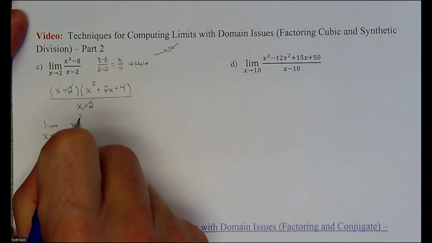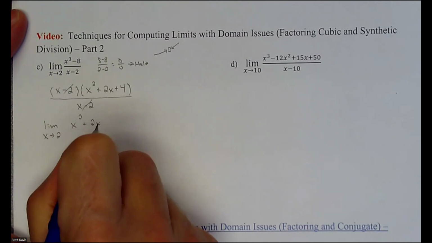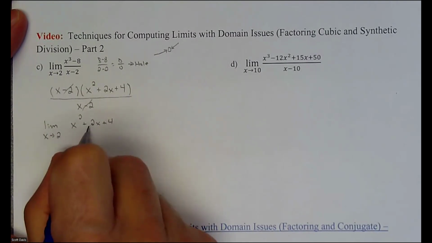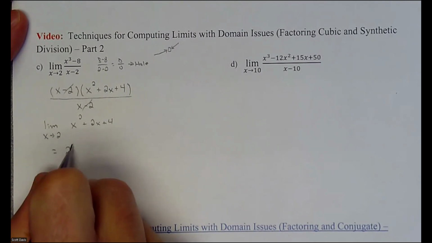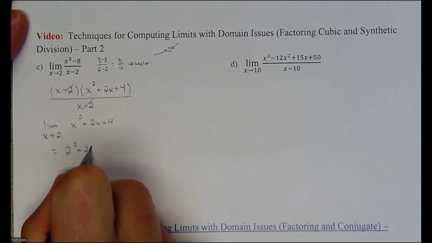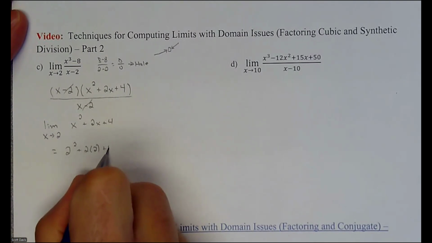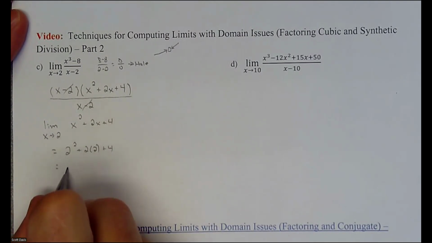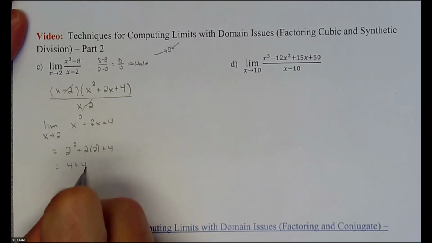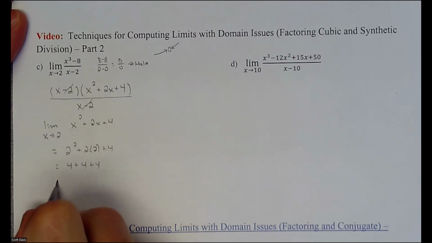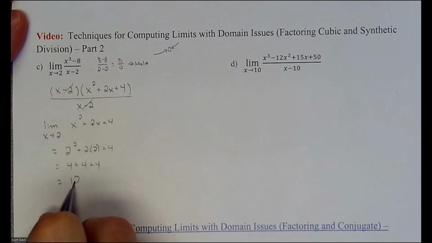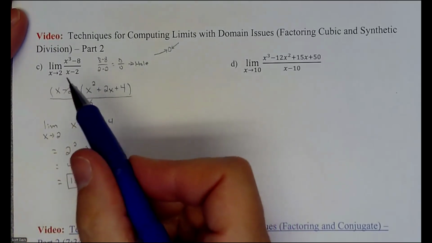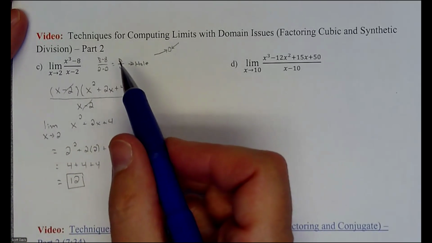So we have x squared plus 2x plus 4. Now we don't have any issues. We'll plug it in: 2 squared plus 2 times 2 plus 4. That's 4 plus 4 plus 4, which gets us to 12. So our limit as x approaches 2 is that we are approaching the y value of 12. We'll never get there, because we're not allowed to plug in 2, since it causes a 0 over 0.